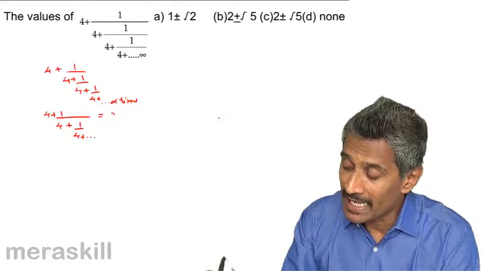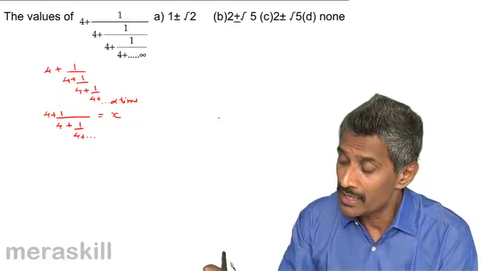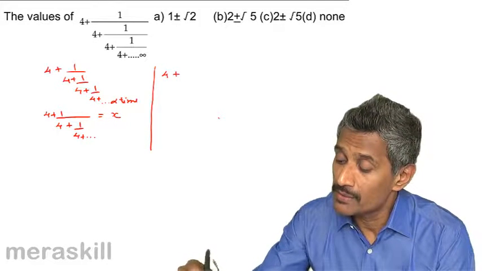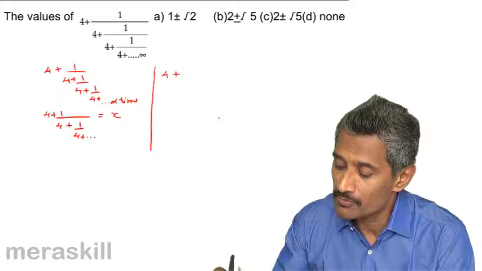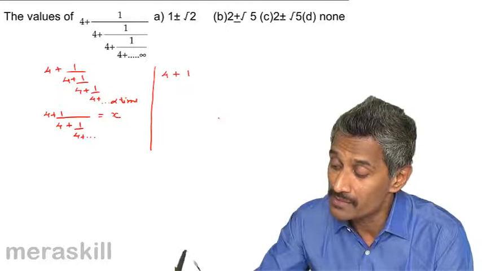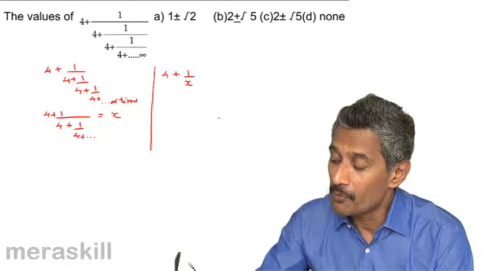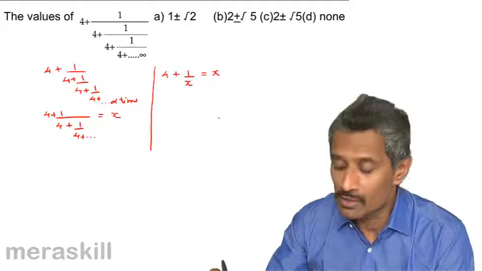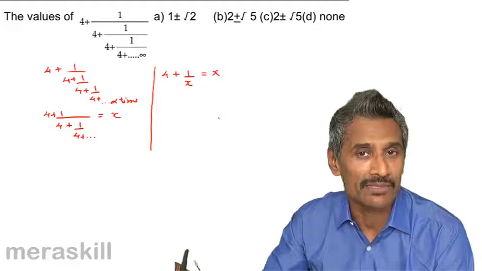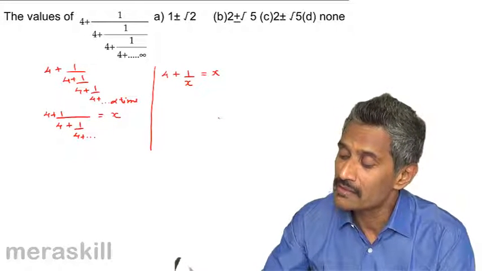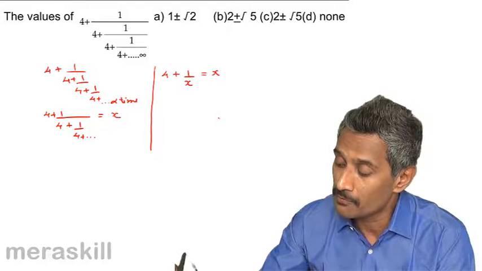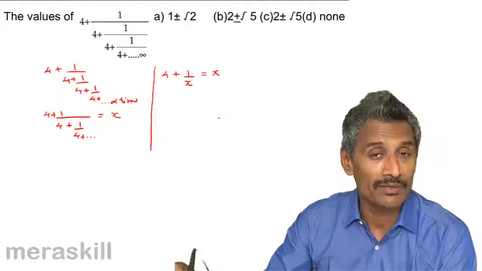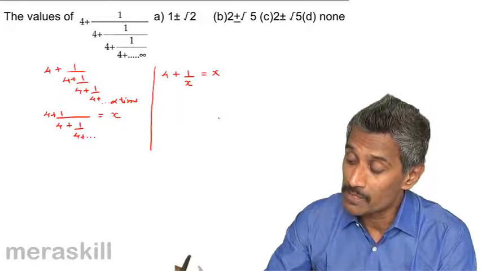So we take this thing as x, right? So this 4 would remain as it is, plus 1 upon this 4 plus, but we have taken 4 plus 1 upon 4 plus whatever it is as x, so it's going to be 4 plus 1 upon x. But 4 plus 1 upon x is actually the same x, because one more than this is the same as x, which is infinity times. Both these are equal. So now the equation becomes 4 plus 1 upon x equal to x.